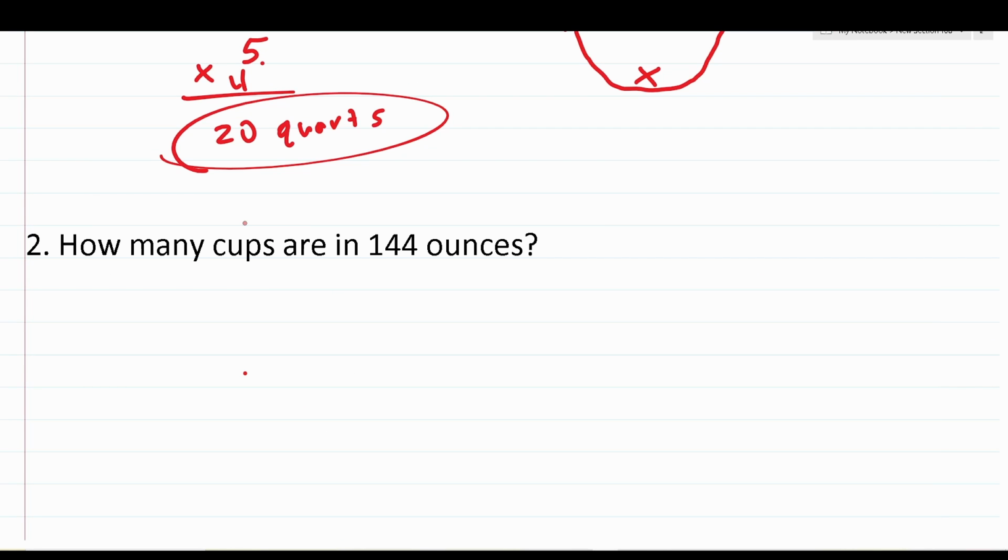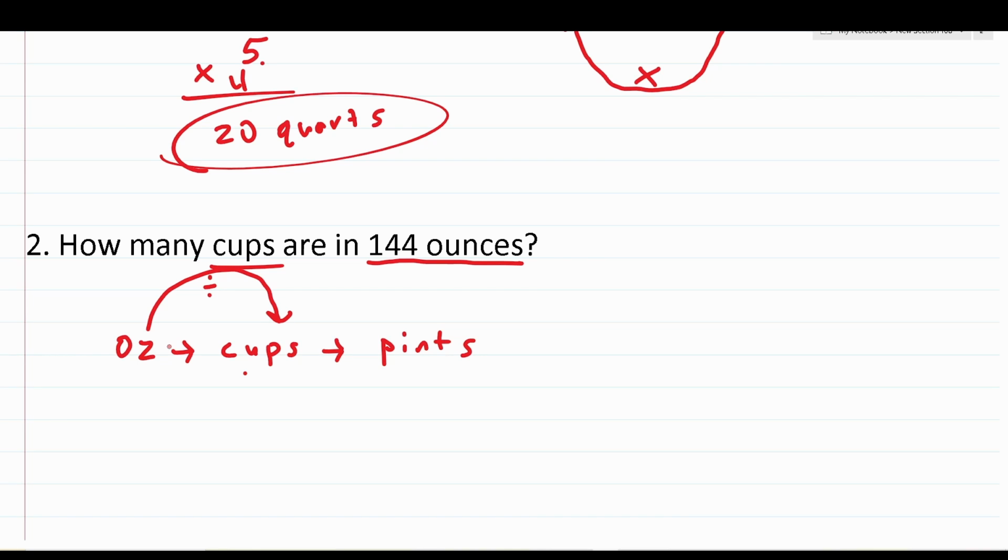This next one says this: how many cups are in 144 ounces? Okay, so let's write out our units from least to greatest. We have ounces, cups, and pints. Of course, that's all we need because in this case, we're being asked to convert ounces to cups. So we're going from ounces to cups. That is to say, we're going from a smaller unit to a bigger unit. So we're going to be dividing. And for this one, you have to know that there are 8 fluid ounces in every cup. So we're going to be dividing by 8. So this becomes 144 divided by 8.